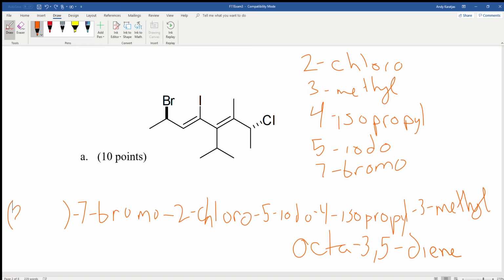Carbon 2 is a chiral center, so we have to assign R and S. Carbon 3 is an alkene, so we need to do E and Z. 5 is an alkene, so we also need E and Z. And then carbon 7, where the bromine is also a chiral center.